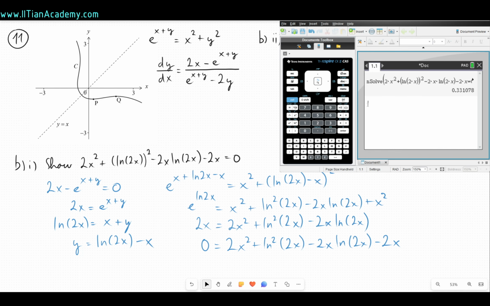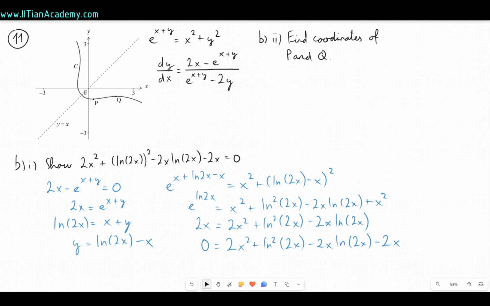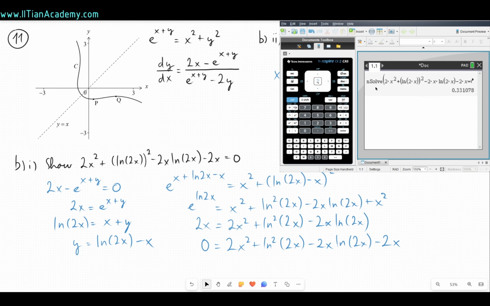So we know that the first coordinate will be 0.333. And then what we need to do now is plug this 0.333 back into this formula to find the y coordinate, which will be 0.743.